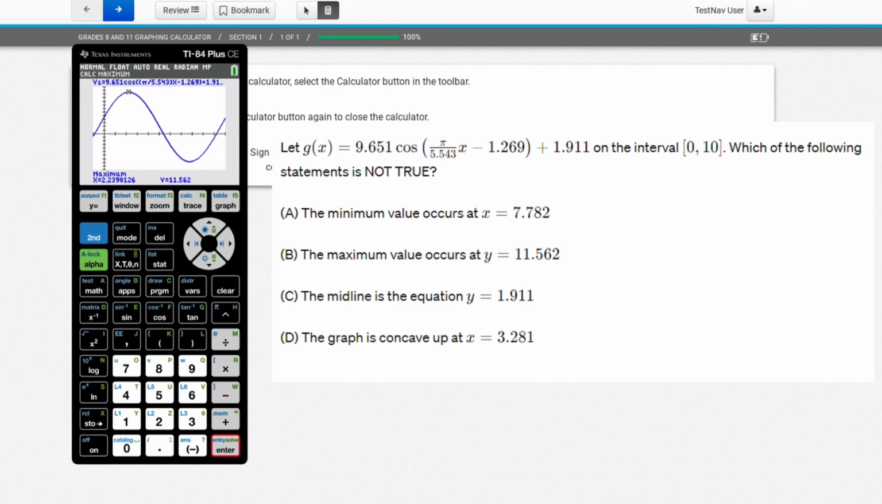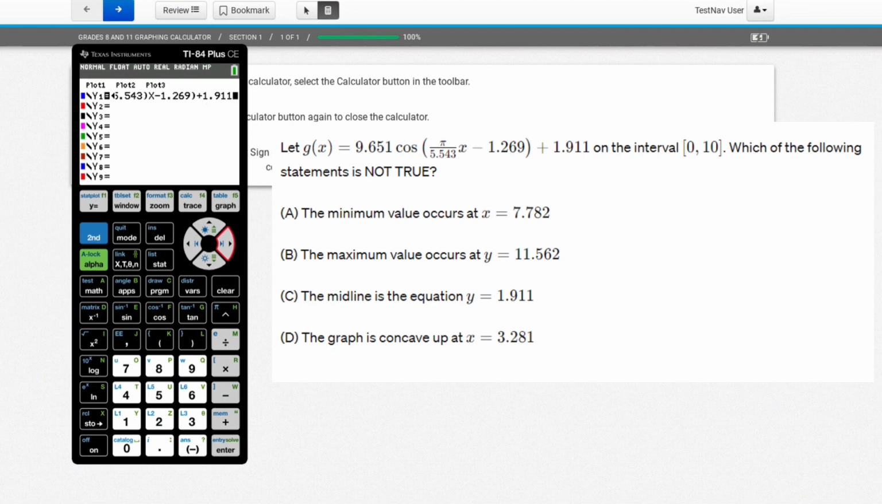So we need to keep going, because the answer is not A and the answer is not B. The midline is the equation y equals 1.911. Now, I do not need to do anything on my calculator here, because I find my midline by seeing what is added or subtracted to my entire function. So I have blah, blah, blah, cosine, blah, blah, blah, close parenthesis. The number that's floating around right after that is my midline. So C is a true statement because my midline is 1.911. So D has to be a lie.